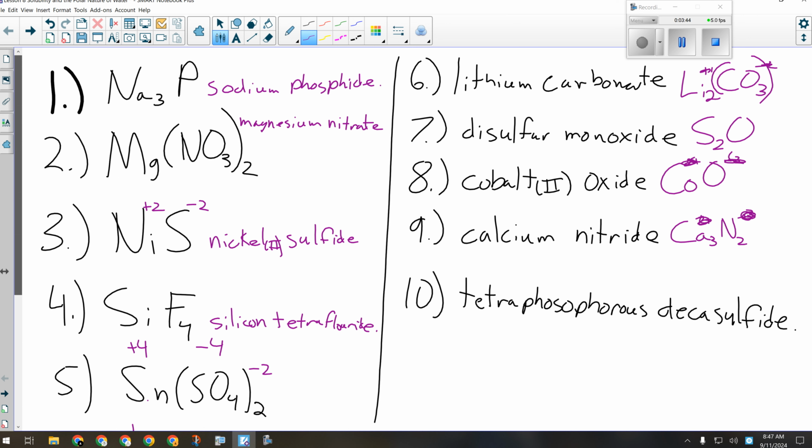All right. And last one, tetraphosphorus decasulfide. Molecular. Okay, how many phosphorus? 4. Okay. How many sulfurs? 10. All right. Should I reduce that? No. No, I should not. Okay, definitely, emphatically no, I should not reduce that because it is molecular and we don't reduce molecular ones.